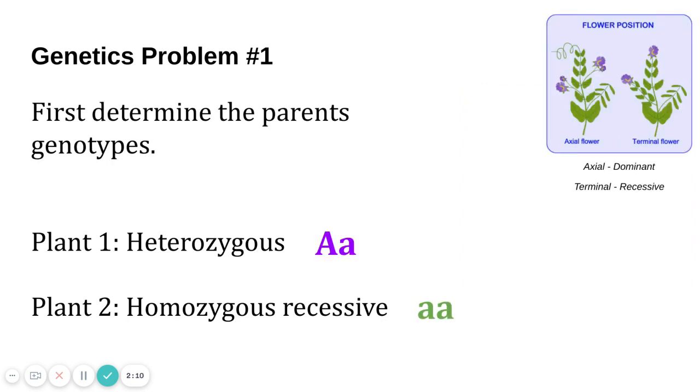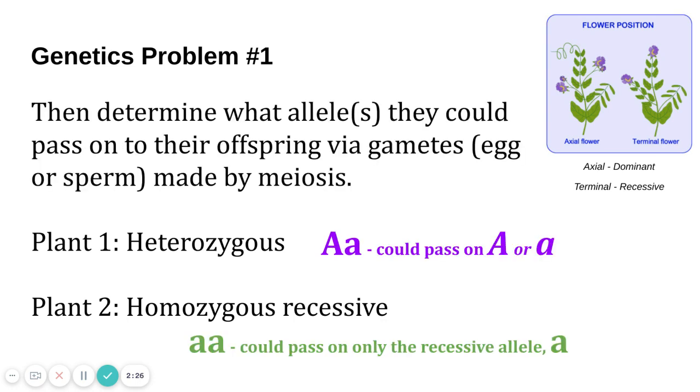First, we need to determine the parents' genotypes. Plant 1, we can represent their heterozygous genotype as big A, little a. Plant 2, we can represent their homozygous recessive genotype as little a, little a. From there, we can determine what alleles they could pass on to their offspring via their gametes. Gametes are the eggs or sperm that are made by meiosis, and during meiosis, an individual's 2 copies of a gene separate from each other, and they are only passing on one.